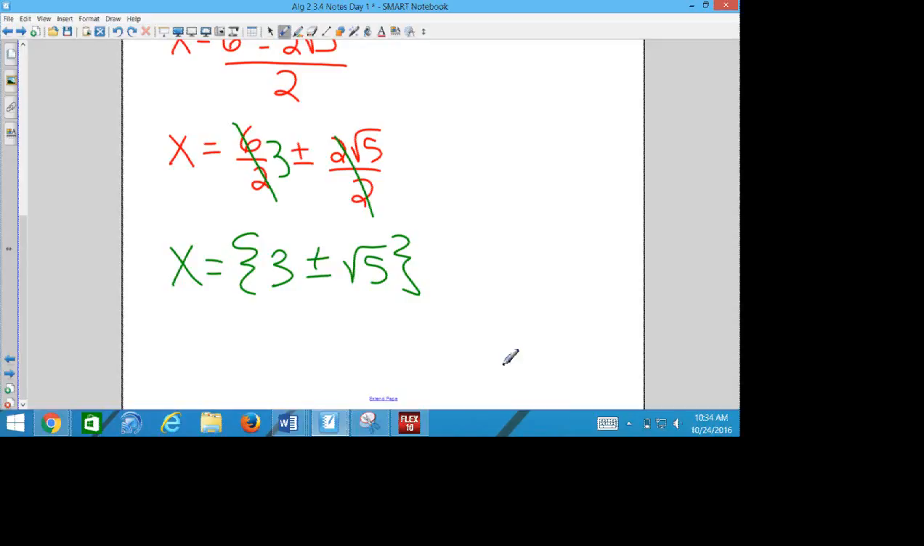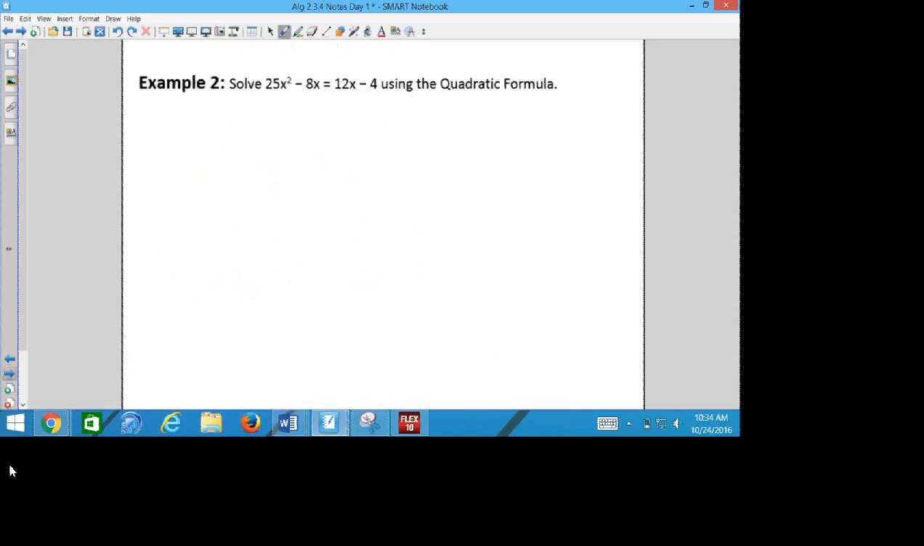All right, we're going to go to example number 2. We're not going to finish the rest of the student examples right now. This one says solve 25x squared minus 8x equals 12x minus 4. Is that in the right order? No. So we've got to make it in the right order. Let's subtract the 12x to the other side. Subtract that 12x. Also, add the 4.